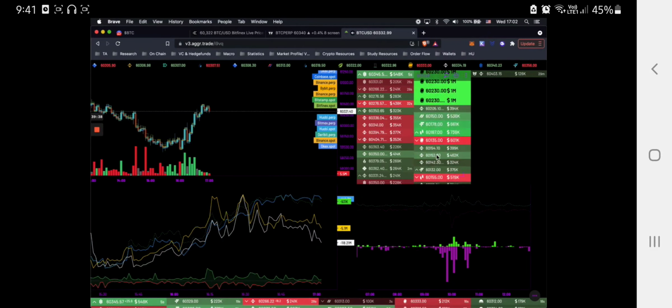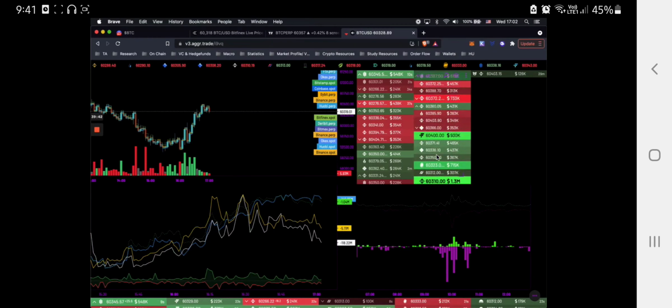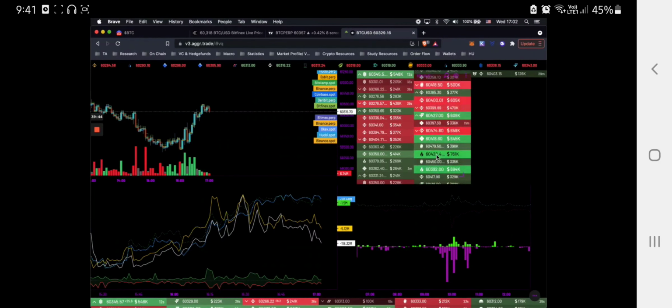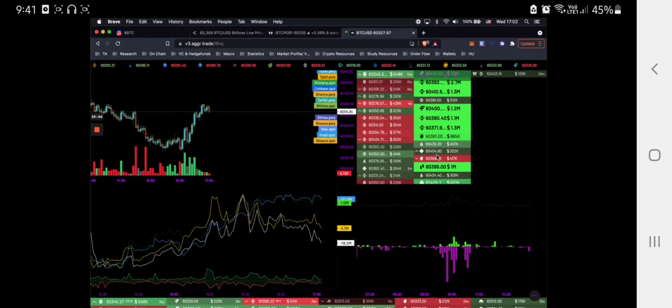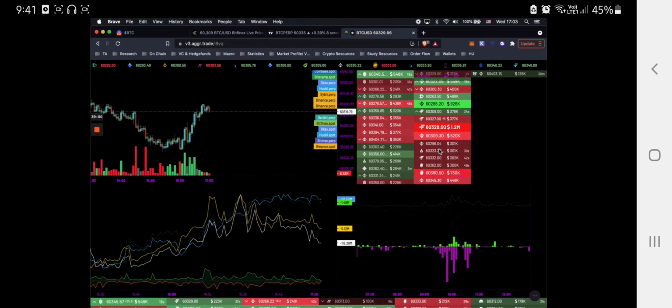Bit of red, bit of green, bit of red, bit of green, red, green, red, green, red, green. So again, not a super one-sided market. We're getting pretty decent blocks of buying and selling. Now here, we're at a point where we're kind of, again, balanced. So what's important to gather from that?